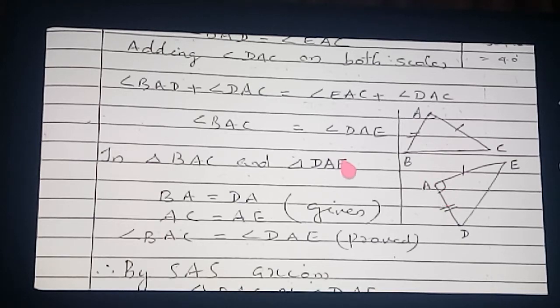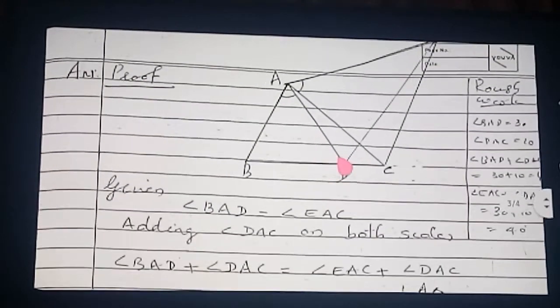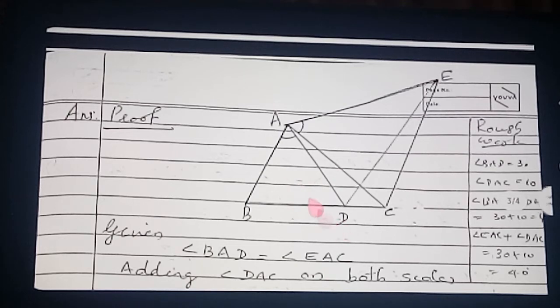So again, you see the diagram. What is given? BAD. Listen to which angle I am pointing at properly, otherwise you will not get it. You don't think it is so easy. Angle BAD and angle EAC. See here where I am pointing, listen: BAD and EAC. These angles are equal, as given.